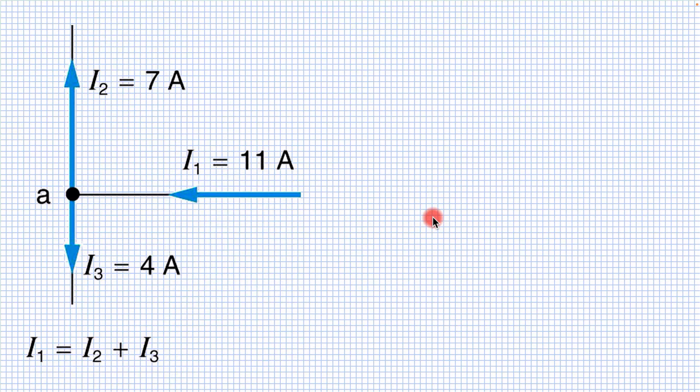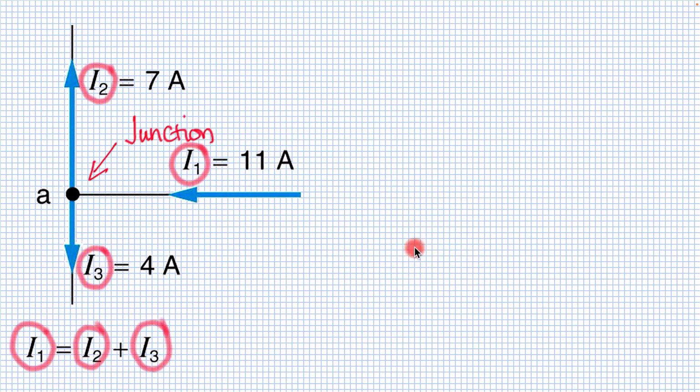This diagram represents a parallel circuit junction. So you can see this is the point, the current in this particular case, the total current is 11 amps. It's coming into this junction. Now that current will divide according to the resistance or the magnitude of the resistance.